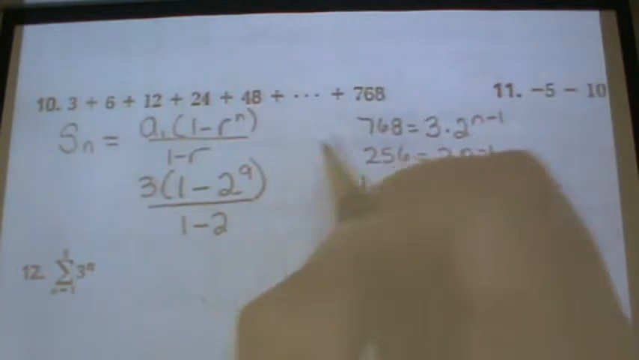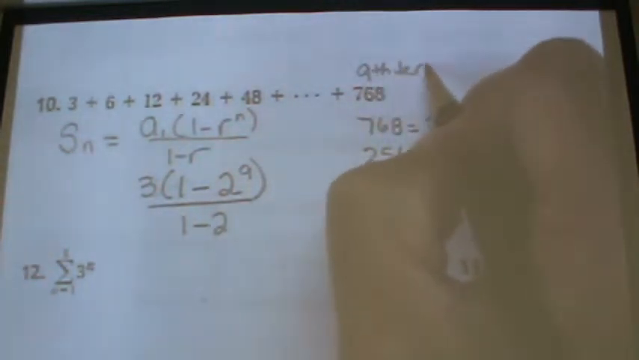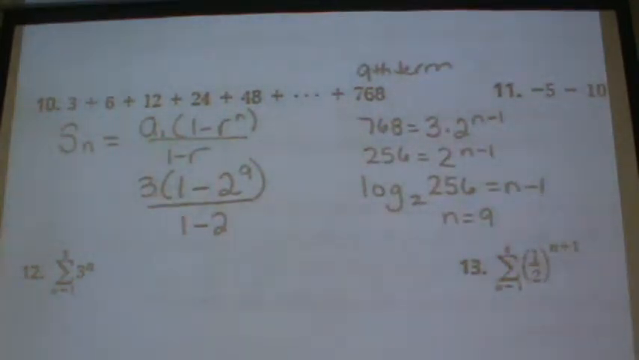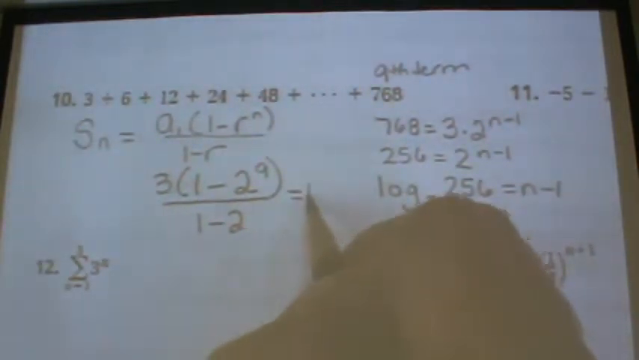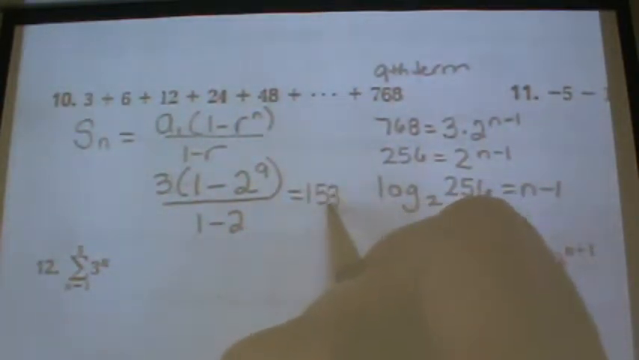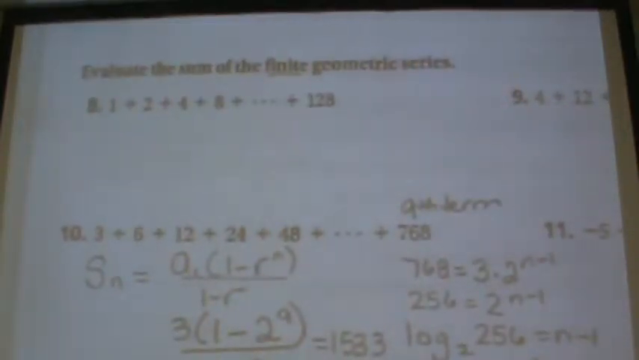So, in other words, 768 is the 9th term. So you're adding 9 terms together. Now, if you type this in your calculator, you should get 1,533. And this is all explained on YouTube, 8 through 11.